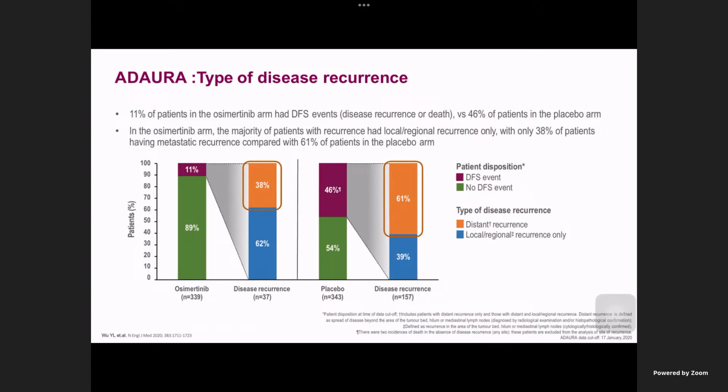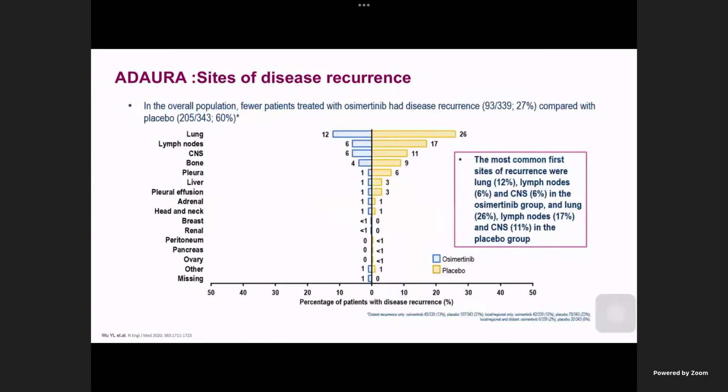We can look at the top magenta colored graph. If we look at the types of recurrences there, about 38% only had distant recurrences. About two-thirds of patients had locoregional recurrence only. But in the placebo arm, not only were the recurrences more, they were to the tune of approximately 50%. And again, of those 50% patients, the majority of the recurrences were at distant sites. As compared, the locoregional were much less, one-third only.